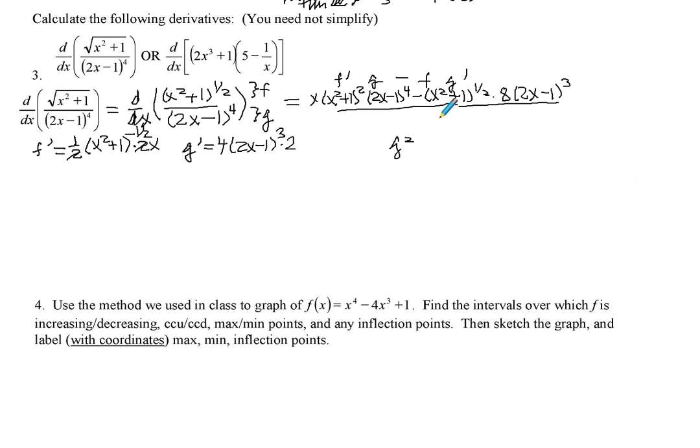And we divide by g squared. The bottom is g, 2x minus 1 to the 4th, and that gets squared. And if you wanted to, in the same step, this 4 times 2, power to a power, you multiply exponents, that'd be 8. And we do not have to do any simplifying here, not for this exam. Okay, let me bring this one down.